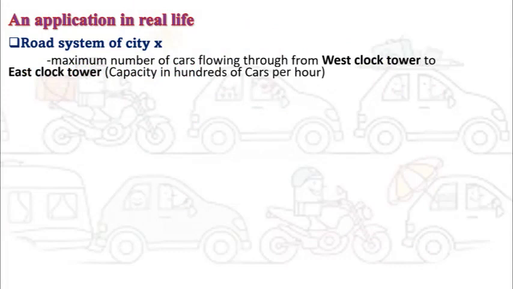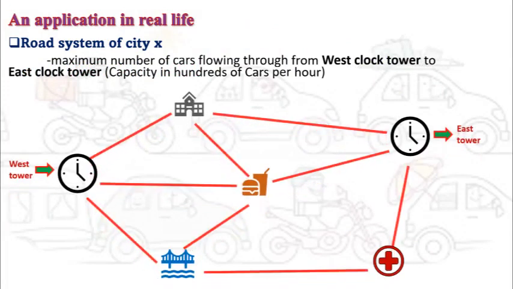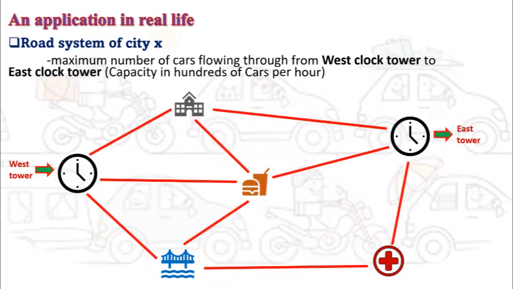As an example, let's consider the road system of city X, which is in the process of developing a road system. The city planner would like to determine the maximum number of cars that can flow through the town from the west clock tower to the east clock tower. The numbers shown on each road indicate the maximum flow of cars in hundreds per hour, and those amounts were taken from a survey they had done in previous days. The main objective of developing this road system is reducing the city traffic while identifying the maximum number of cars that can flow through this city.